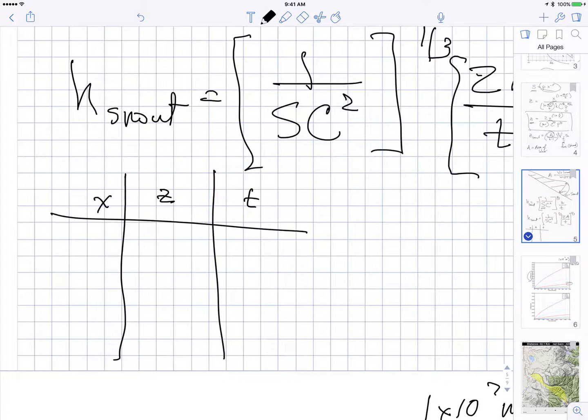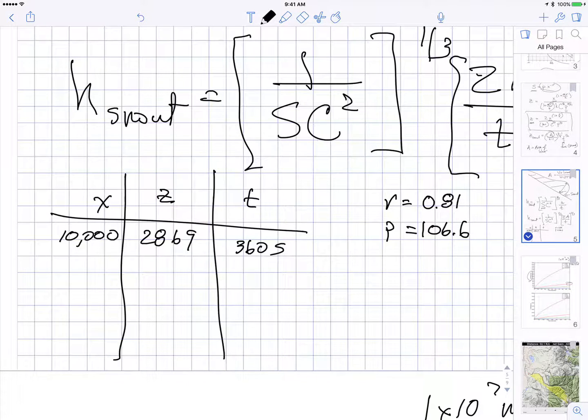So for example, if I picked some numbers that I had, I had a value of r equals 0.81 and a value of p that was equal to 106.6. When I plugged these in for 10,000 meters down the mountain, that became a z value of 2869, which was 360 seconds or 6 minutes. Similarly, when I was at 40,000 meters or 40 kilometers down the mountain, that was a value of 16,688. And when I read that across for my particular case, that was 4,000 seconds.